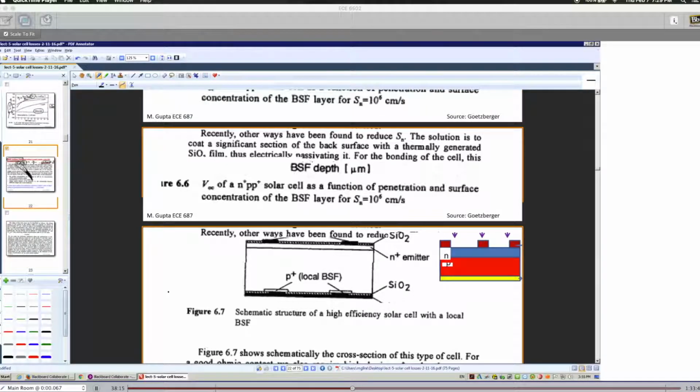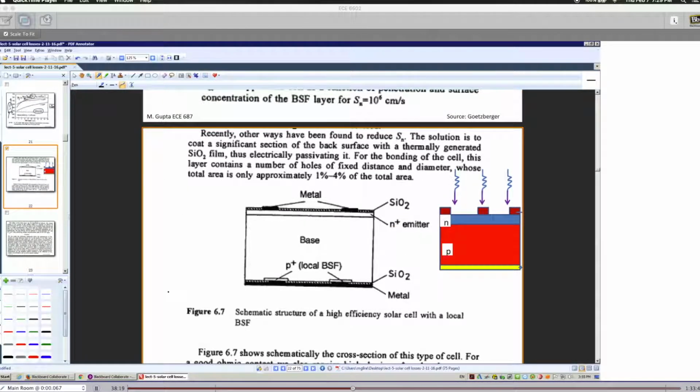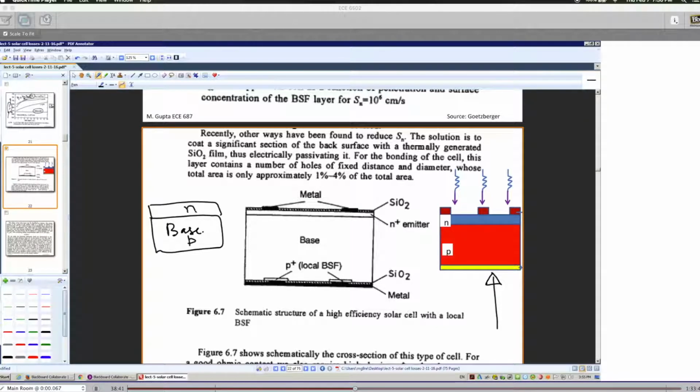So now if you look at our structure, we started with this structure, and from the simulations, we learned a couple of things. One, if you look at this, you have a base, and then you have, let's say this is P, and then you have N. So one of the things we learned, in order to get higher efficiency, the surface recombination has to be decreased. How do we decrease surface recombination? By passivating, right? So now we end up putting some kind of, let's say, dielectric layer, passivating it.